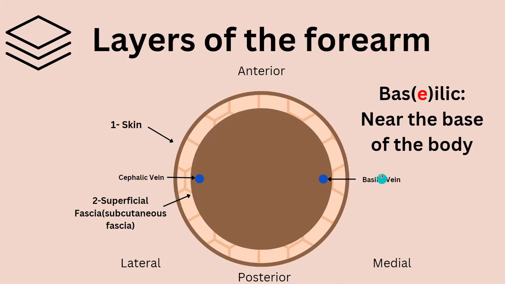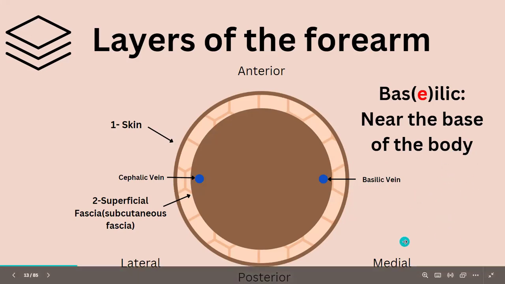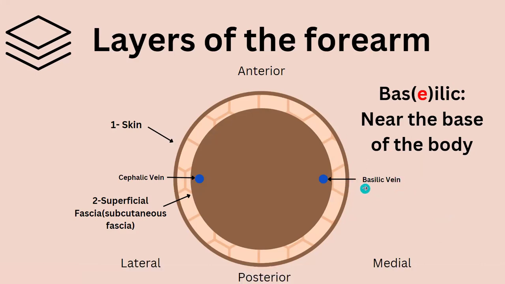So a way I used to memorize this is basilic is close to the word base. So base meaning the base of the body or the medial side of the body. So basilic, medial side, and the letter that comes after B would be C, so cephalic vein. So basilic near the base of the body. After B comes the letter C. Cephalic vein is on the lateral side.